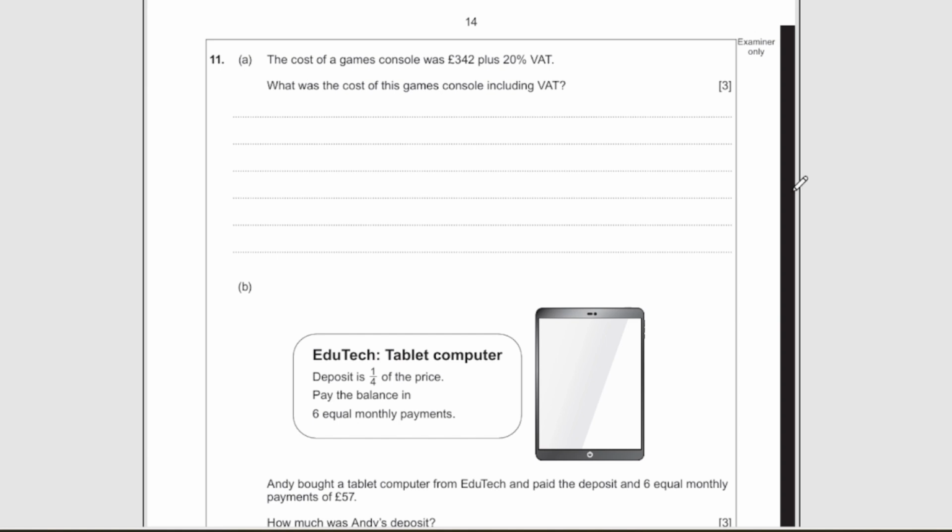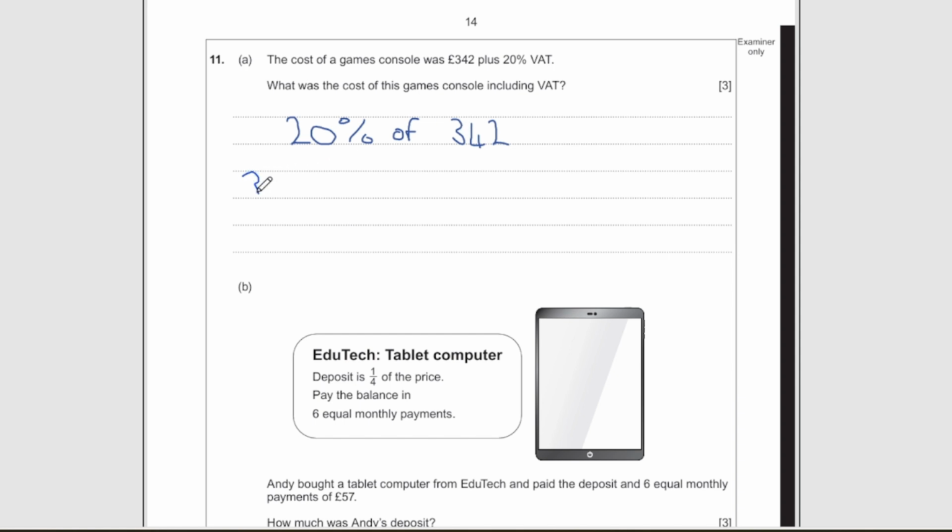Question 11. The cost of the games console was £342 plus 20% VAT. What was the cost of the games console including VAT? So we need to work out 20% of 342 and add it on. So 20% of 342. Now with 20%, the easiest way of doing this is find 10% and double it. So we're going to divide by 10 and then times by 2.